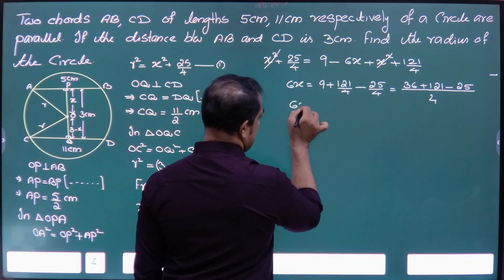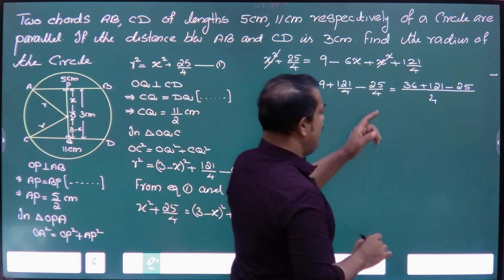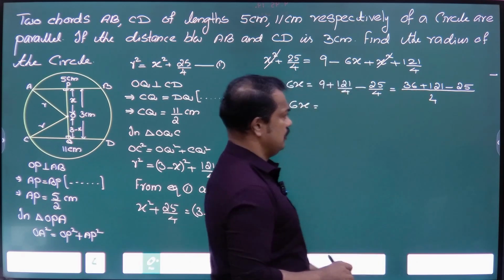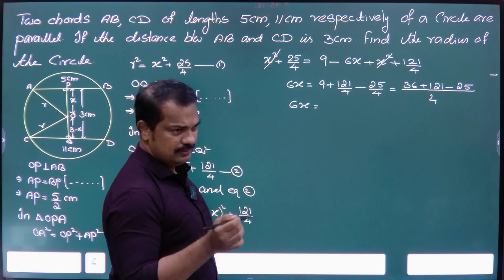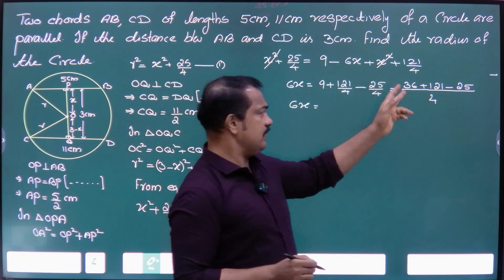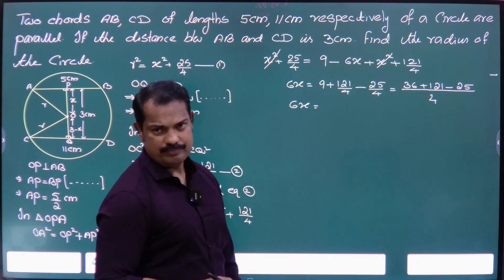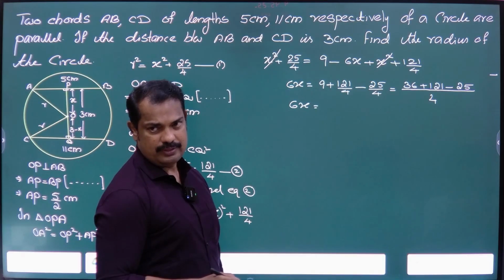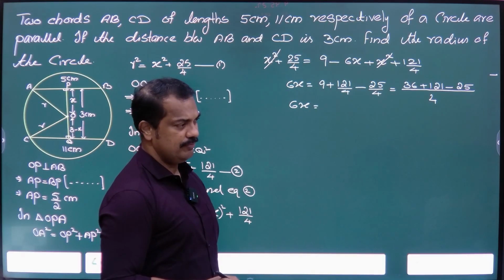So 6x is equal to 121 plus 36, 157, minus 25.